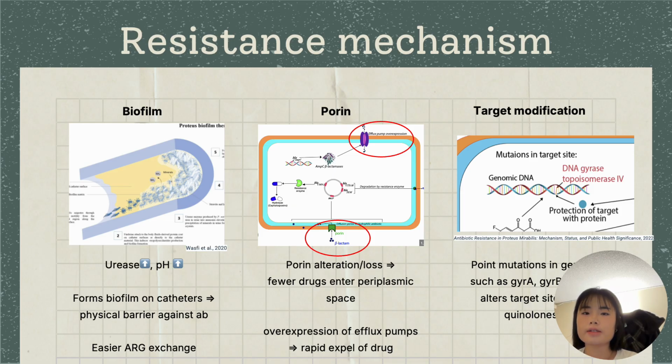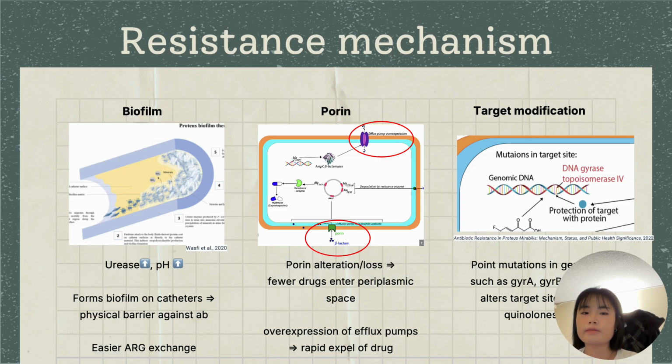These are the other resistance mechanisms. First, the biofilms. Proteus mirabilis produces urease, which raises the local pH, precipitating minerals and leading to the formation of crystalline biofilms. These biofilms hinder delivery of antibiotics, and they increase biofilm stability, which makes it easier for bacteria to survive antimicrobial exposure. Within biofilm, ARG exchange is easier and works as a physical barrier against antibiotics.